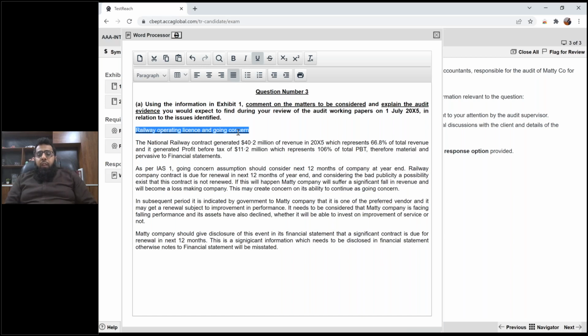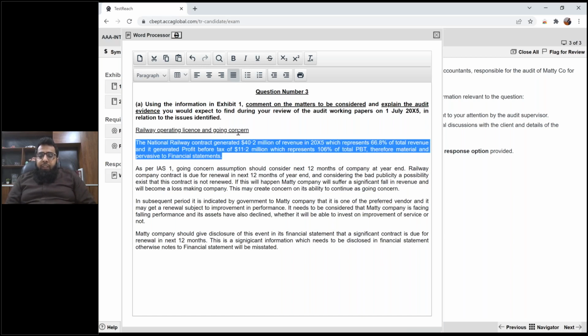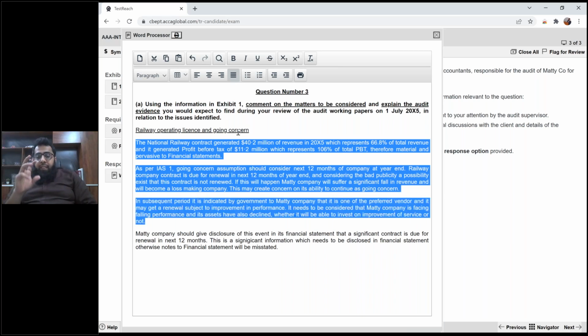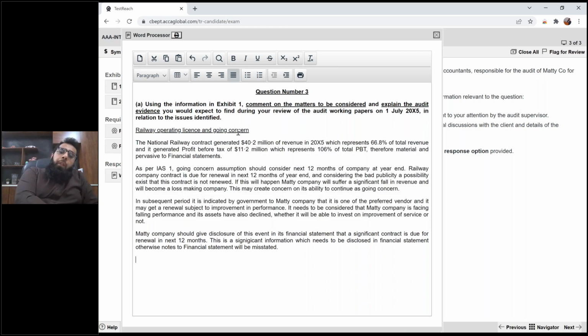Okay. So first of all, we commented on materiality. Then we commented on the IAS 1 issue, going concern. Then we commented that the government has confirmed, but we have to think about whether we will be able to fulfill the promises to improve the quality. And then we said that in the financial statement, there should be disclosure. Now I want you people to give me at least 3 audit evidences. I want you all to contribute 3 audit evidences so that a 7 mark requirement can get completed. Waiting for 3 audit evidences from you people.